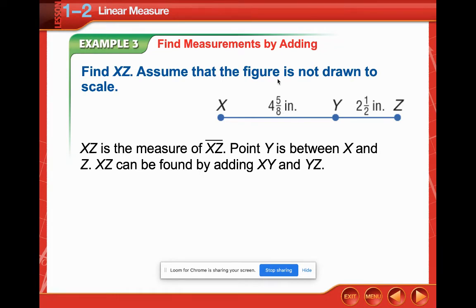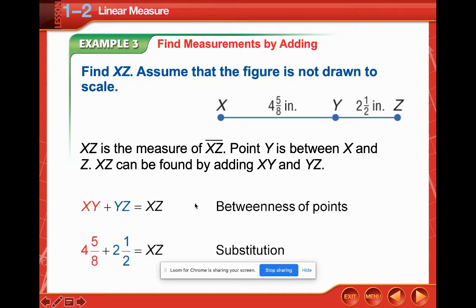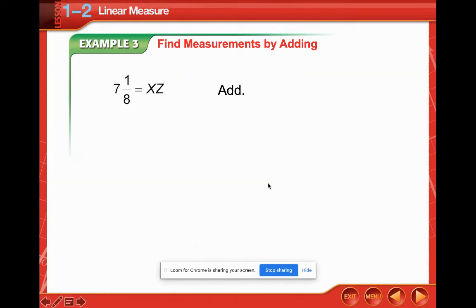Okay, so it's 4 5/8 plus 2.5. Okay, so betweenness of points, XY plus YZ. Okay, so 4 5/8 plus 2.5 is going to be 7 1/8. All right, answer: XZ is 7 1/8 inches long.